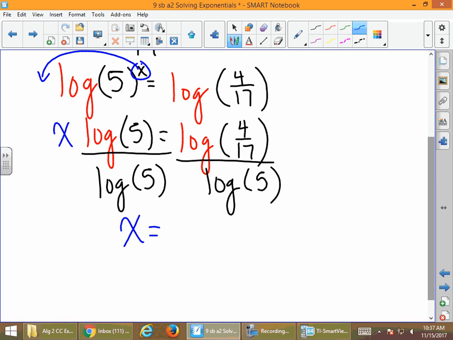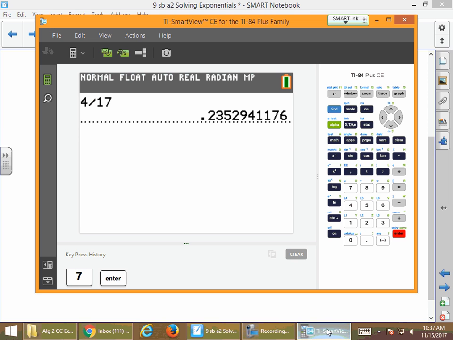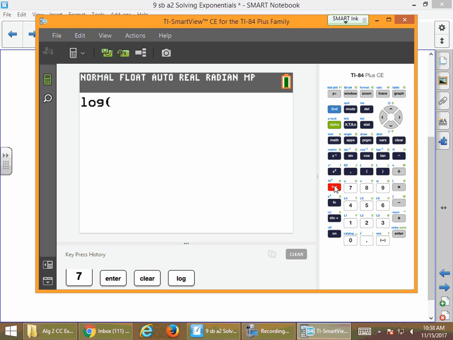And then we're going to type this in from the right. You do not have to have a fraction button to type this in. I use it because I have it, but you don't have to have it. So when we type this in, it's log of 4 divided by 17. There's the 4/17. Close the parentheses.